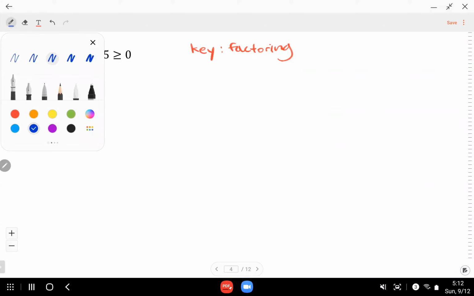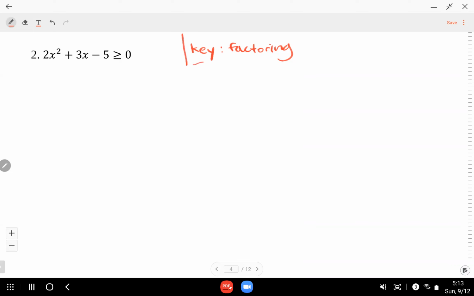I'll give you a few more moments to solve this. And you must use the sign chart method that I taught you last lecture. That's the most efficient way to solve these. The key step is to factor. Without factoring, you can't use the sign chart method. So if you have any questions or you don't know how to do it, please wait till I go through this problem. But if you do know how to do it, please post your answer in the chat.